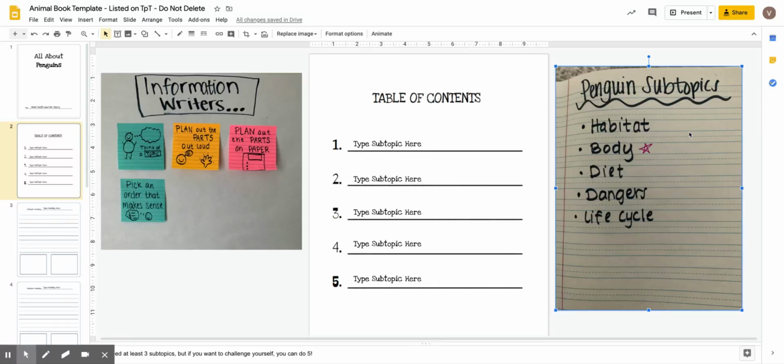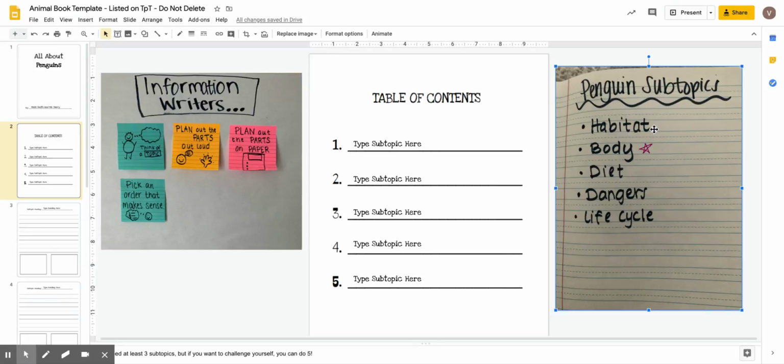One thing to think about, though, when you're making a table of contents is you want to think of an order to put the subtopics or chapters in that makes sense. Information writers always want to pick an order that makes sense, so when the reader is reading the book, it flows and they learn the most important information first, and then everything kind of builds off of each other.